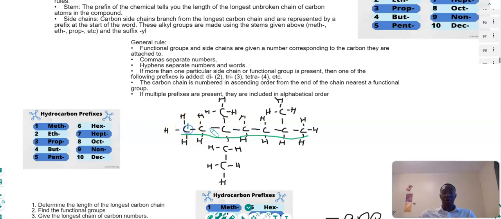So I'd call this carbon 1, carbon 2, carbon 3, carbon 4, carbon 5, carbon 6, and then carbon 7. That's how I would do it. Since it's 7, I would say hept. I know 7 is my longest chain, hept, and because we're just working with alkanes today, just put heptane. So now we've got to identify our side chains.